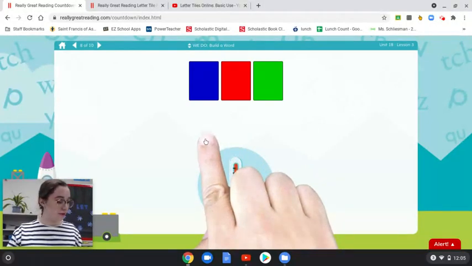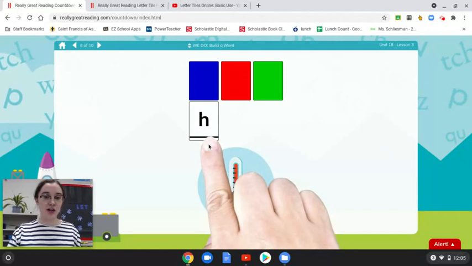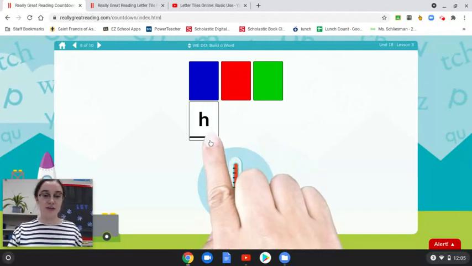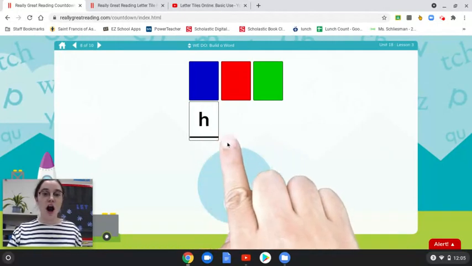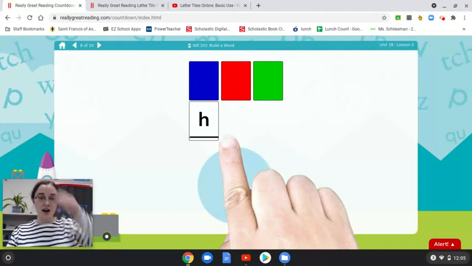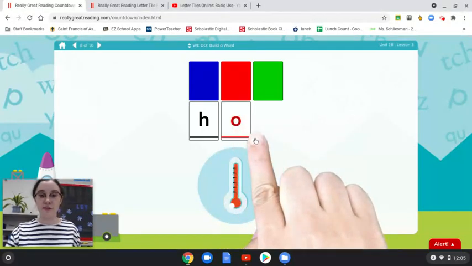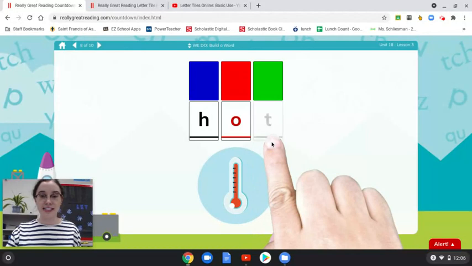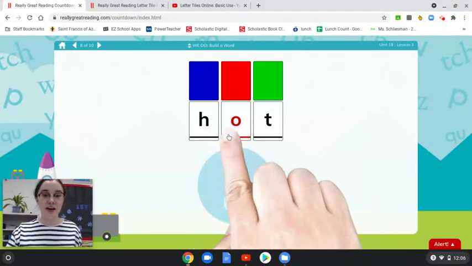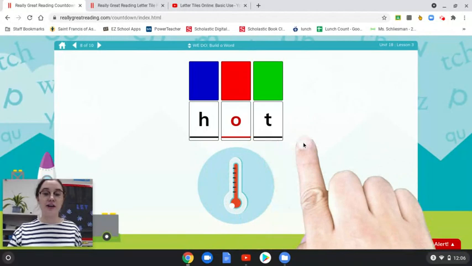Good. Now, what is the first sound that you hear? So what letter do we need? H. We'll put an H underneath our first sound tile. What letter do we need? O. So we will need an O. T. What letter? T. Good. T. Now you put your letter tiles up on your board.